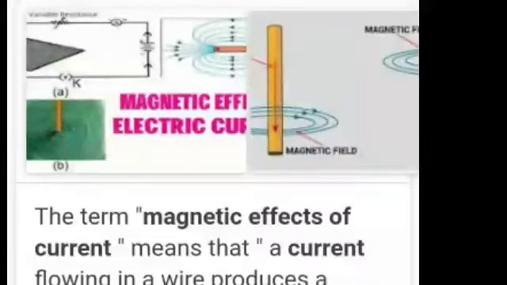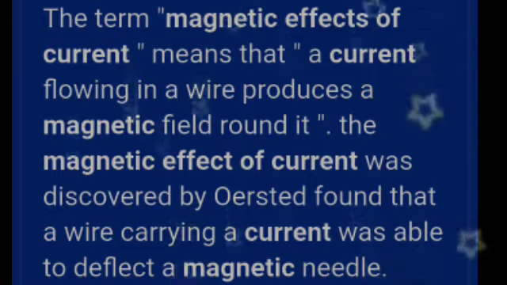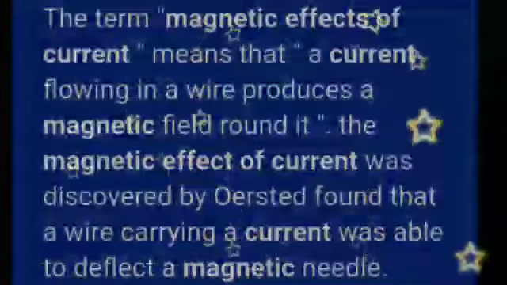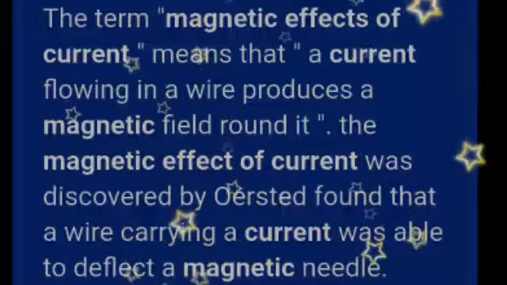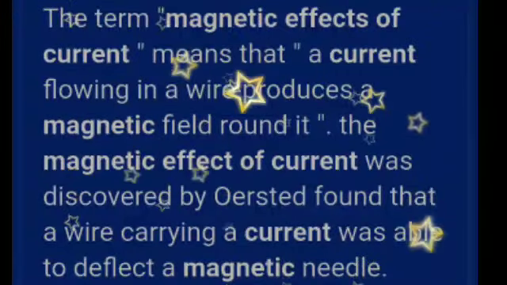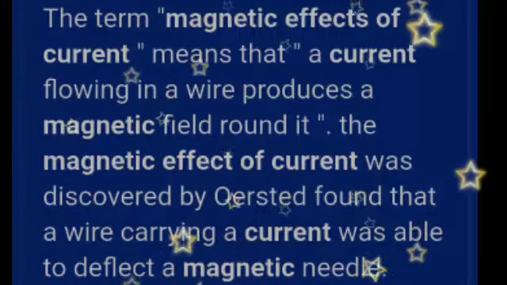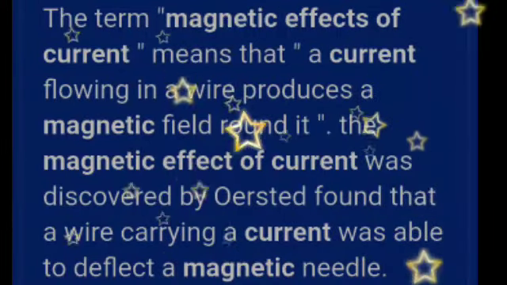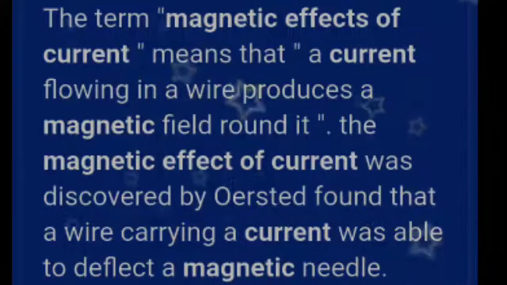Next topic is the magnetic effect of electric current. Before this we have studied magnets and magnetic lines of force. The electric current and the magnetic field are related to each other. The magnetic effect of current means that a current flowing in a wire produces a magnetic field around it. This is the magnetic effect of current.